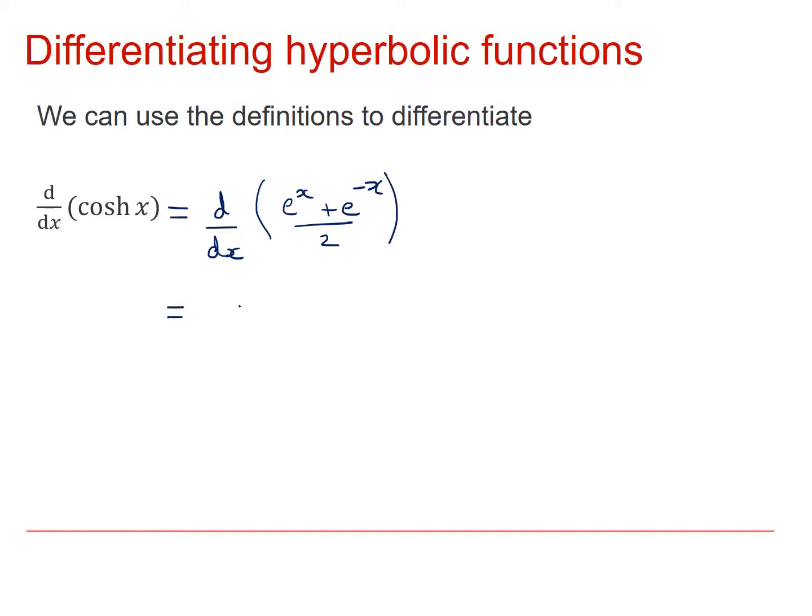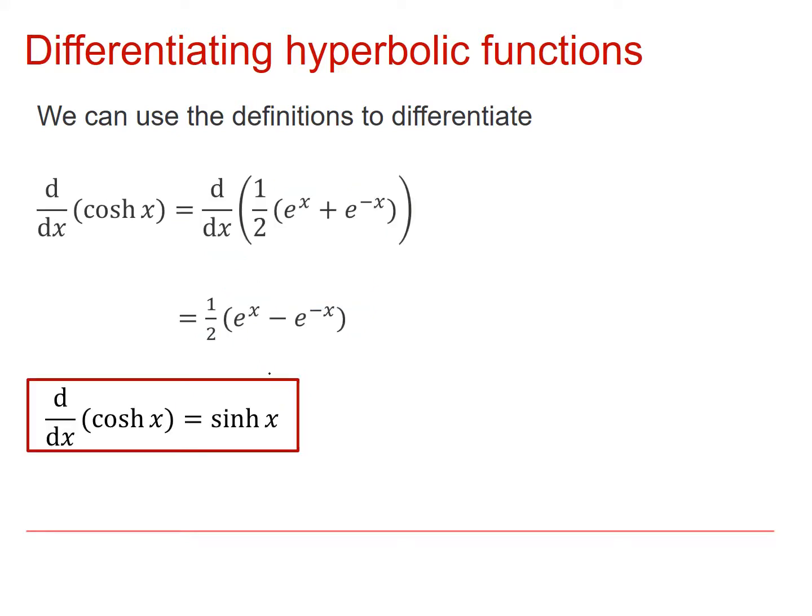And when I differentiate that, let's pull the half out the front, differentiate e to the x, I get e to the x, and differentiate e to the minus x, I get e to the minus x, but I get an additional minus sign coming in. And so this is equal to sinh x. So differentiate cosh x, I get sinh x. And there's the confirmation of that.